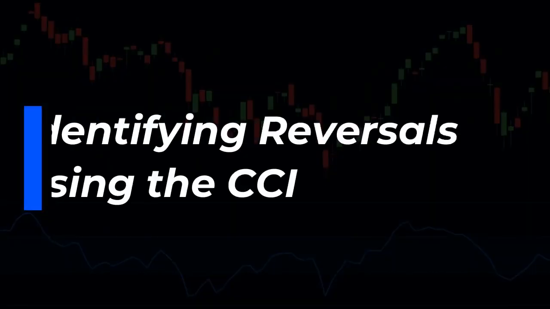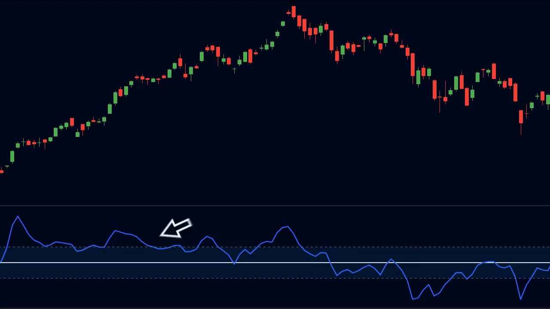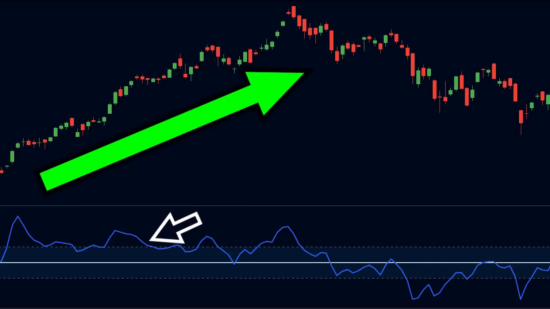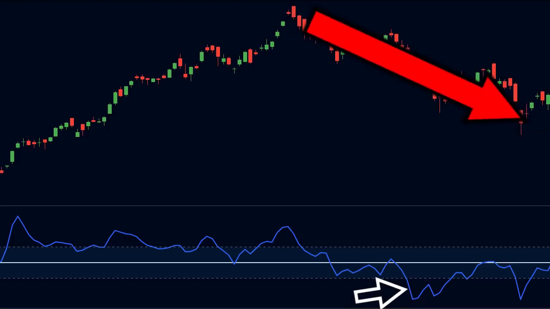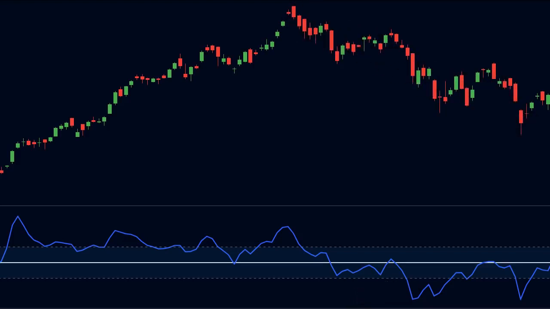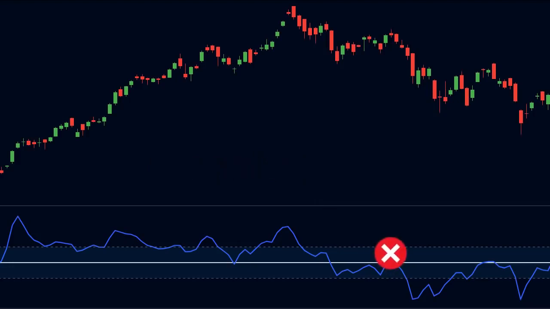First, let's begin by identifying the trend using the CCI. Simply put, if the CCI is trading above the zero line, then it is said to be in an uptrend. And if the CCI is trading below the zero line, then it is said to be in a downtrend. The problem here is, if the CCI crosses from negative to positive, should we immediately consider it as an uptrend? No, that would be a quick judgment.